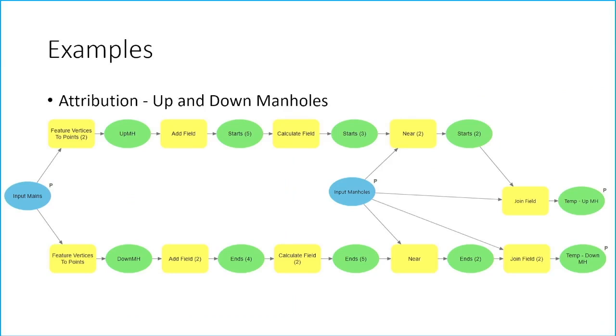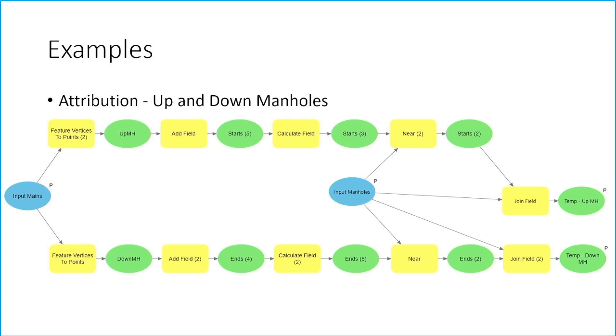This is a model, so we have IDs on our manholes, and we have up and down manhole IDs on our mains. On each end of a main, you have a manhole, and I don't want to type that in every single time. I can use spatial proximity. I'm using the near here as a way to say, take the endpoint of my pipe and tell me what is the manhole there.